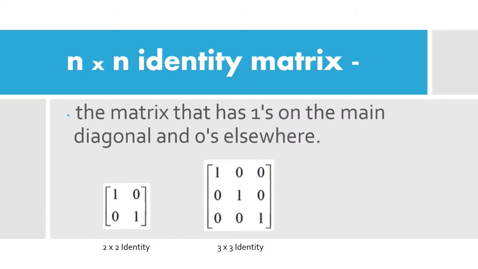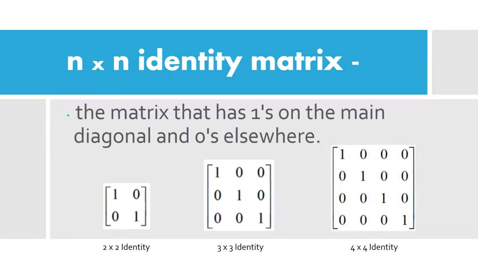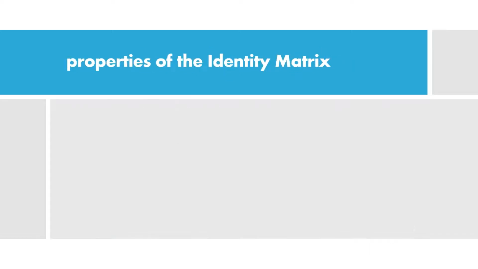a 3 by 3, and you're starting to see ones on the main diagonal, zeros everywhere else, 4 by 4 identity, and so on. Identity matrix has some unique properties.